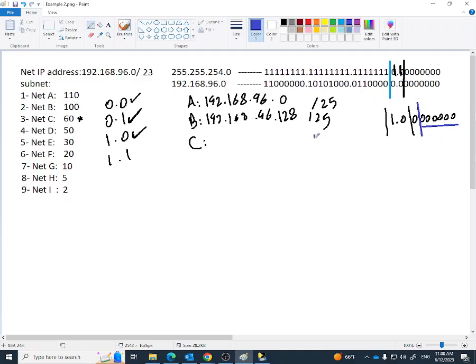So my prefix in this case is going to be 26. You know what, it will just make more sense if I go with 26. And I got 1 bit to borrow, so that 1 bit could be 0, it could be 1. Now, I'm going to go with 0. For 0, I'm going to use it for C, so I'm going to come here and put it as 192, 168.